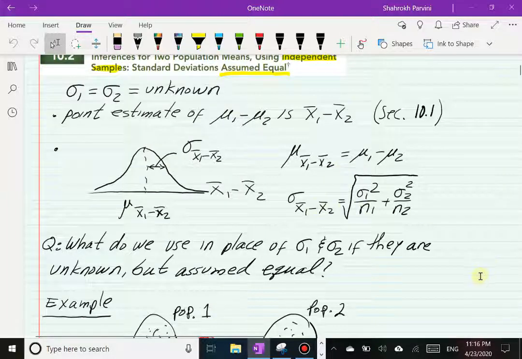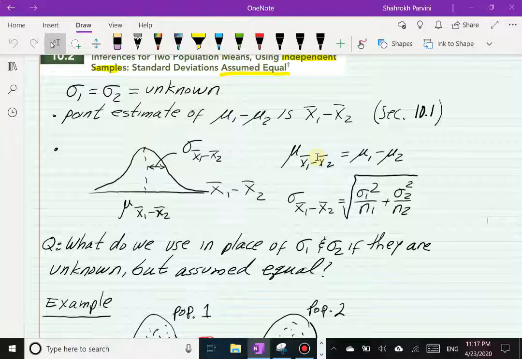So from section 10.1, the sampling distribution of our statistic x bar 1 minus x bar 2 is either going to be normal or approximately normal, depending on whether we sample from a normal population or not. The center of the sampling distribution of this statistic turns out to be mu of x bar 1 minus x bar 2, and sigma is the deviation of that normal distribution. We also mentioned that mu of x bar 1 minus x bar 2 will be mu1 minus mu2, and sigma of x bar 1 minus x bar 2 is going to be the square root of sigma 1 squared over n1 plus sigma 2 squared over n2.